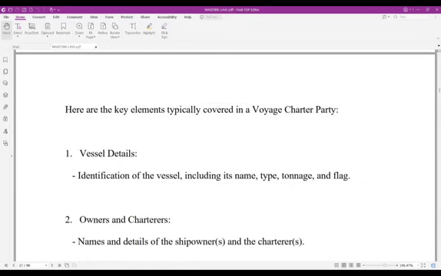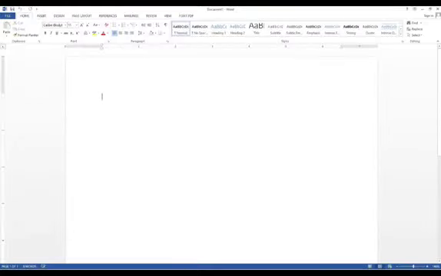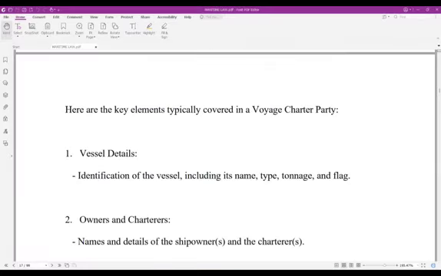And by so doing, there are key elements typically covered in a voyage charter party. They include, one, again, the key elements typically covered in a voyage charter party.